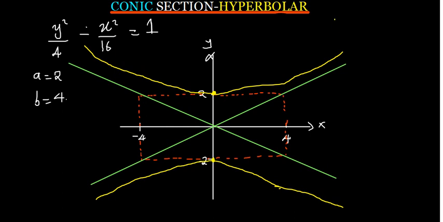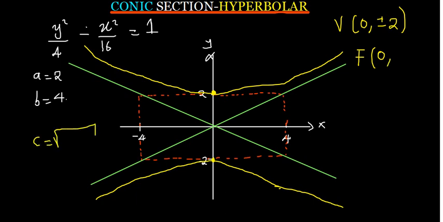So we can see that the vertices, since it is passing on the y values, the x value is 0, so it's 0 comma positive or negative 2. Those are the vertices. And then the foci, since it's passing through the y coordinates, the x point will still be 0, but the y value, that is c, is given by the square root of a squared plus b squared. So a is 2, b is 4. So 2 squared is 4, 4 squared is 16.